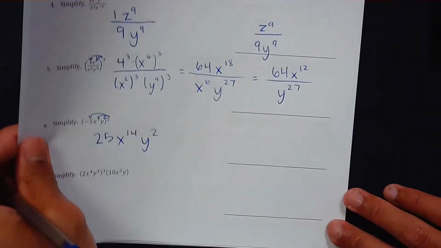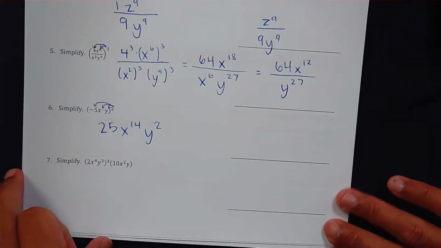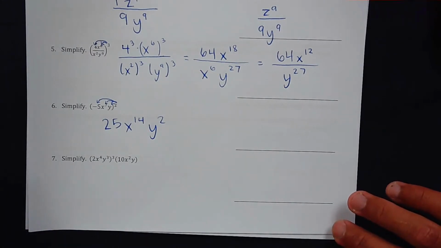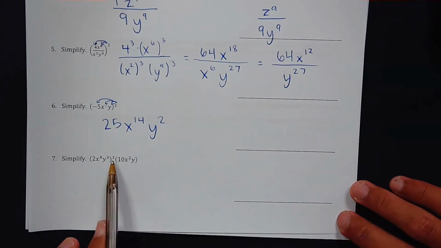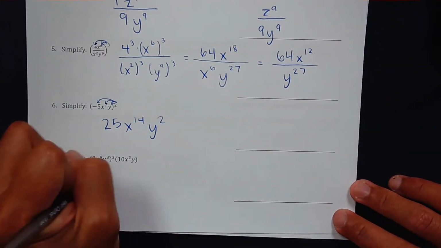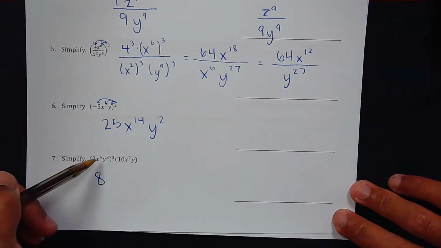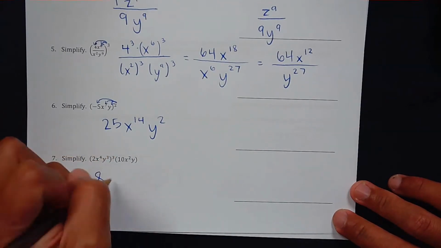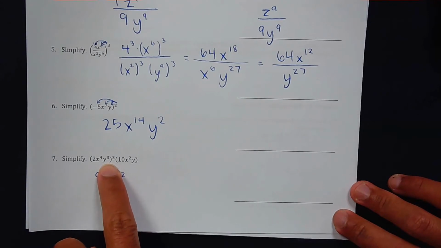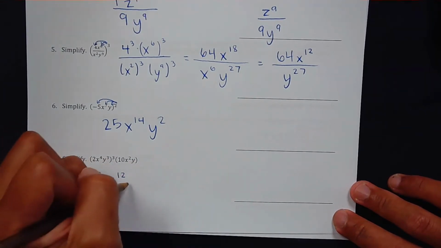All right, question number 7. We want to simplify this. Remember, with these types of problems, it doesn't matter how we multiply this. But first, we have to distribute that 3. Right, 2 to the 3rd power gives us 8. x to the 4th power raised to the 3rd power gives us x to the 12th. And then y to the 3rd power raised to the 3rd power gives us y to the 9th.